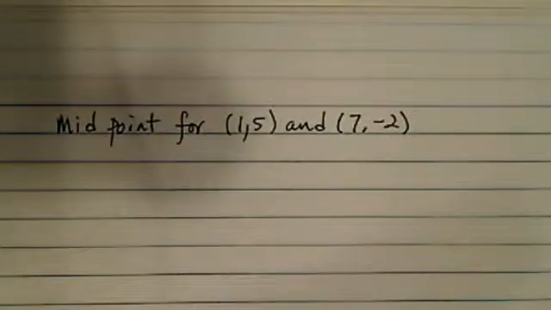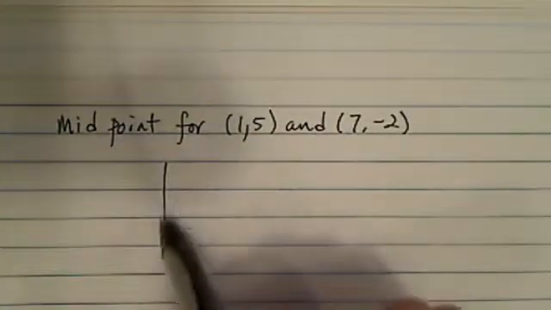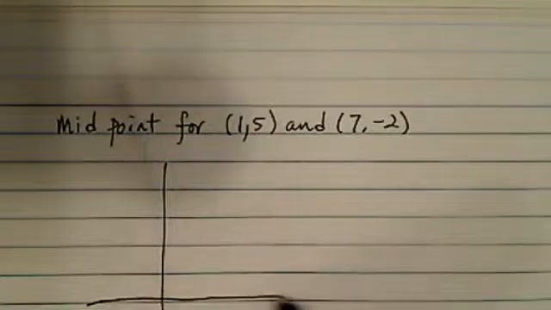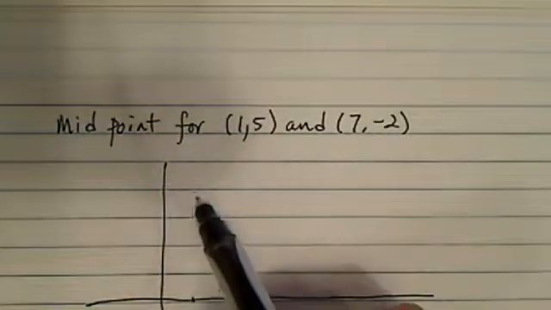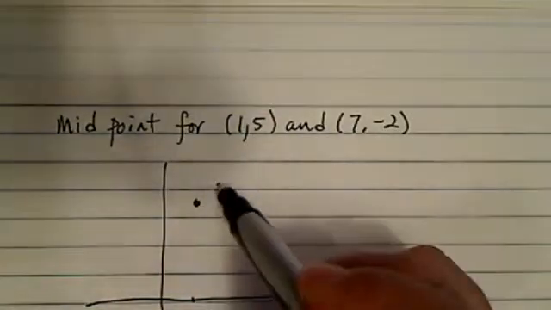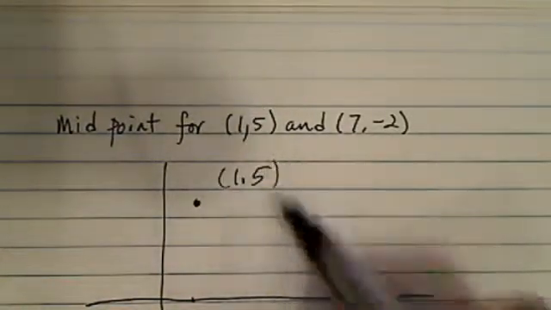Finding a midpoint between a line segment is a pretty interesting problem. Let's get started by plotting those 2 points. So 1 and 5, it's roughly over here. Okay, so let's put the coordinates over there, 1 and 5.